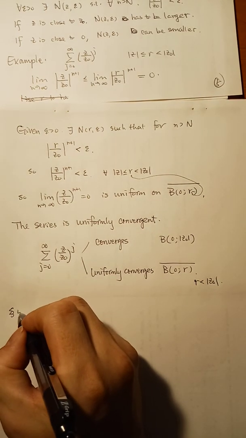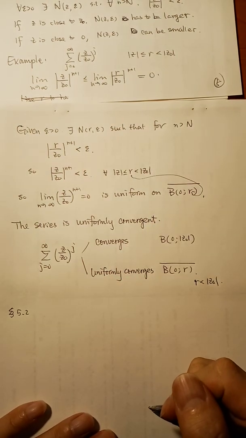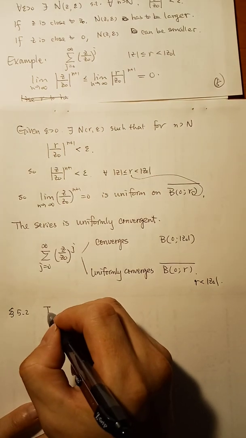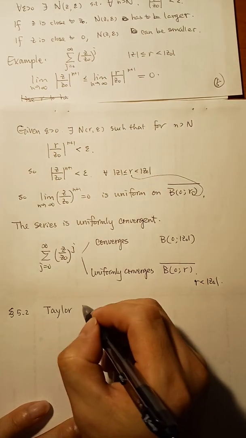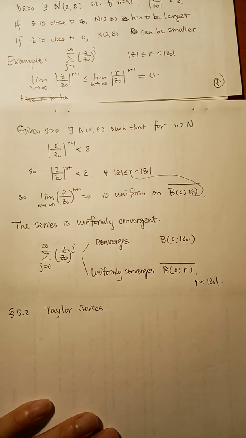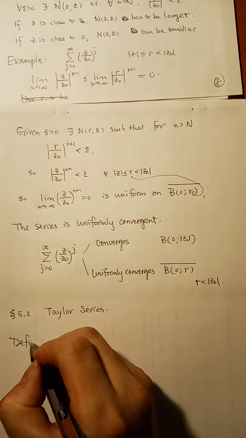Okay, so in section 5.2, we are going to apply the general theory to our series representation. The 5.2 is Taylor series. First, let's see the definition.